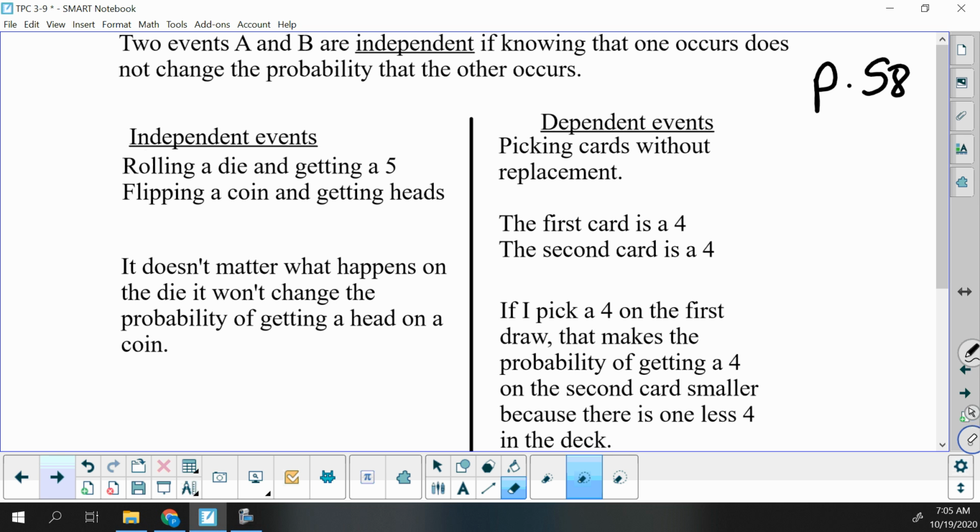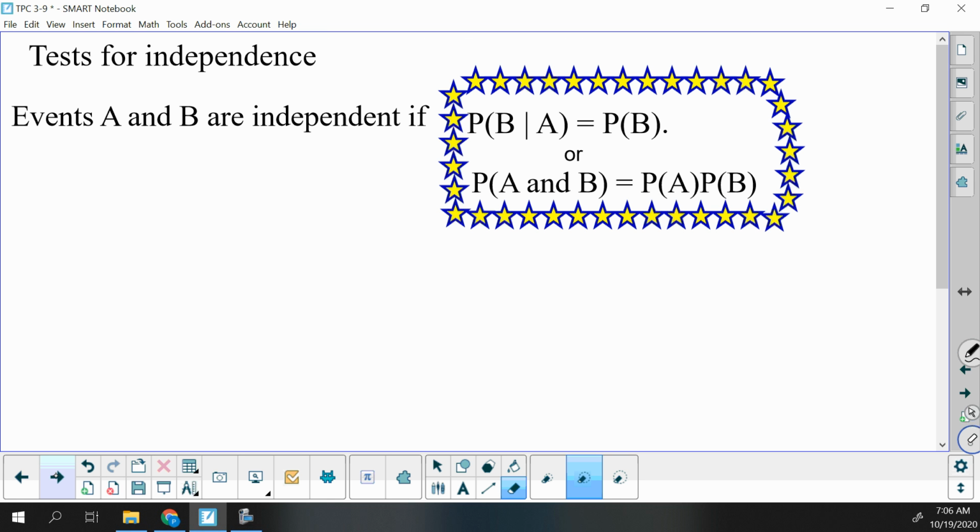Now, those are two examples where hopefully it's clear that it either doesn't change or does change. A lot of times, just from the events themselves, we might not know, so we'll learn a test of how we can determine whether they're independent or not. And there's two ways to do that. The bottom one is the one that we will work with more.